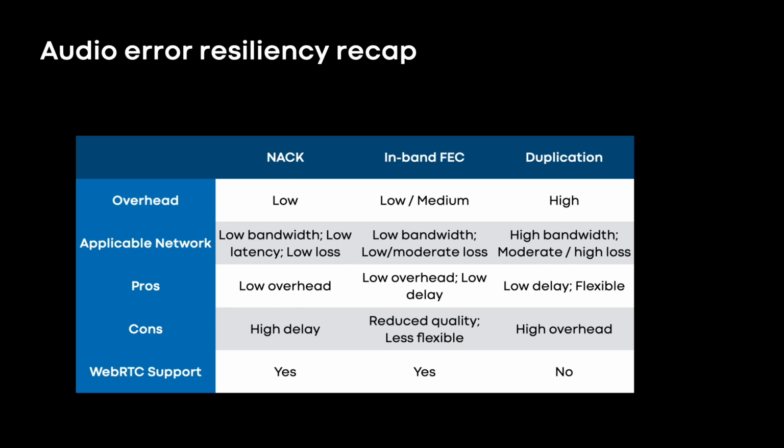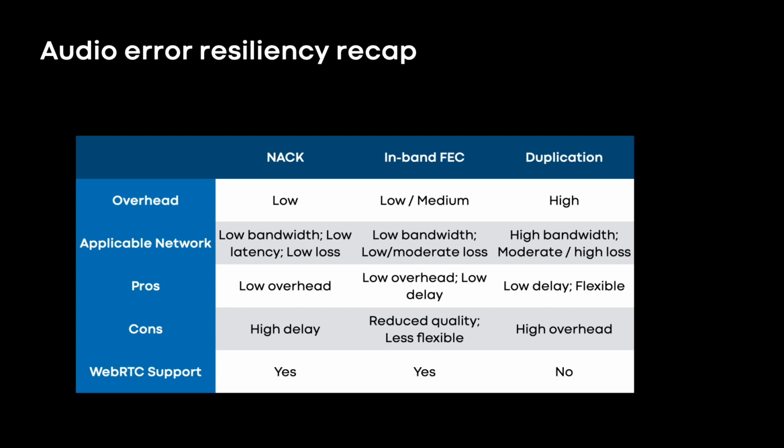One thing we learned is that these 3 technologies have very complicated interactions among them. One problem we found is that we want to avoid overprotection. If an audio packet is protected by in-band FEC already, it's probably not a good idea to use duplication to do the protection again, because we are going to lower the audio quality by doing the 2 protections.